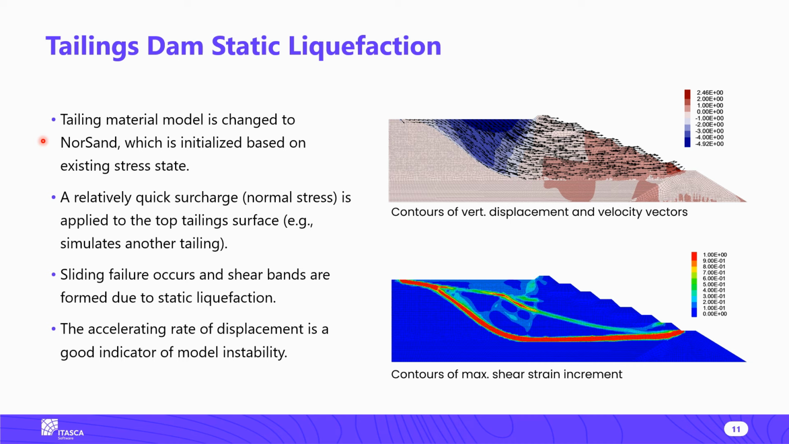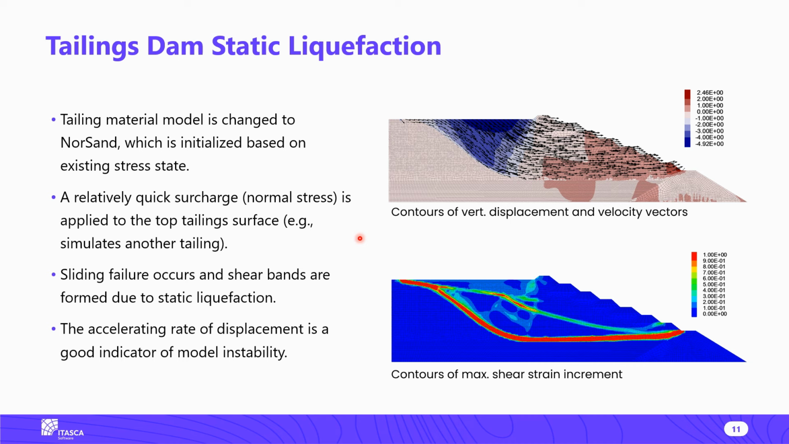A relatively quick surcharge in terms of normal stress is applied at the top surface of the upper tailing. This surcharge can simulate construction of another tailing or any other vertical stress applied to the top portion of the model. And after that, the model is cycled over a certain number of steps, and it can be observed that the top portion of the model is experiencing accelerating motion. In general, this is an indication of failure, and alongside the formation of the shear bands, as shown here, we can see that failure is indeed occurring.